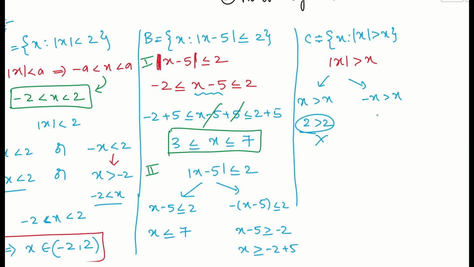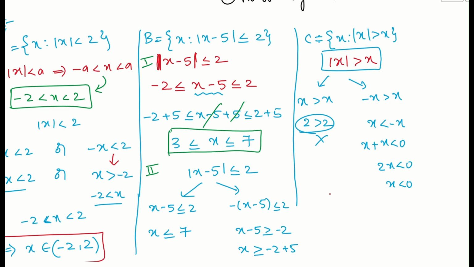From this, if I go on, what will we get? Let us multiply with the negative side: x is less than minus x. If I send x to the other side, x plus x is less than 0, which means 2x is less than 0. I can say that x is less than 0. If you take any negative value and substitute it in the equation, it is obviously going to satisfy.